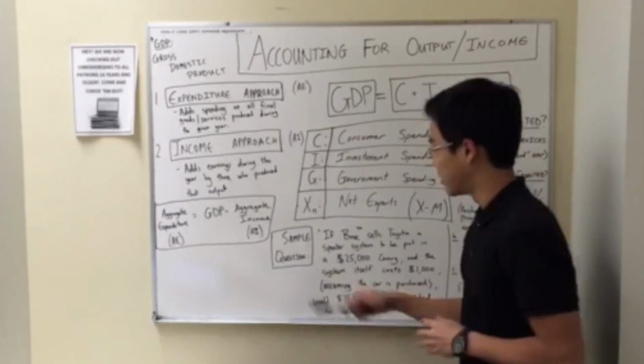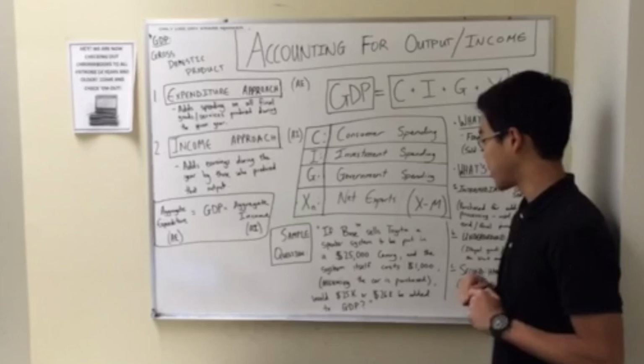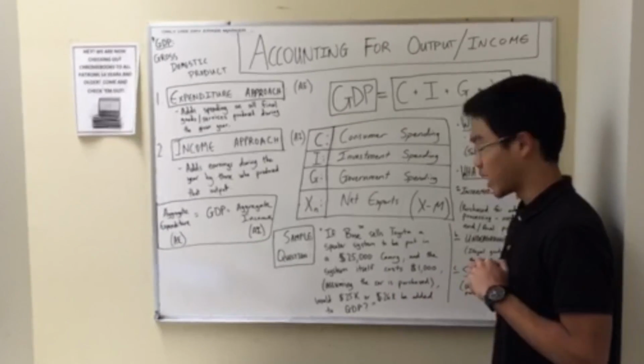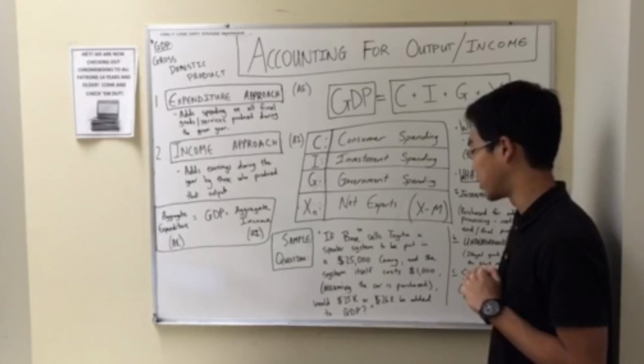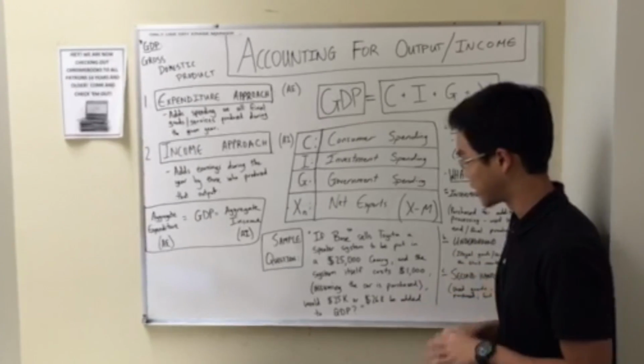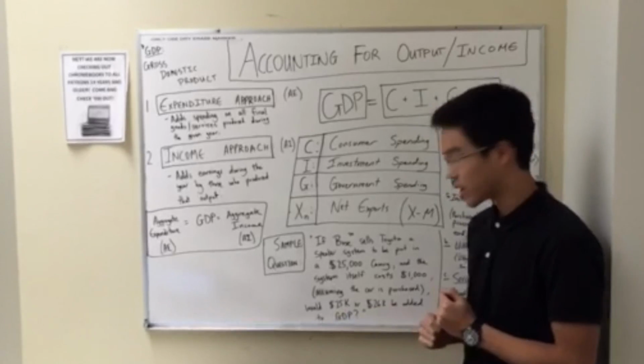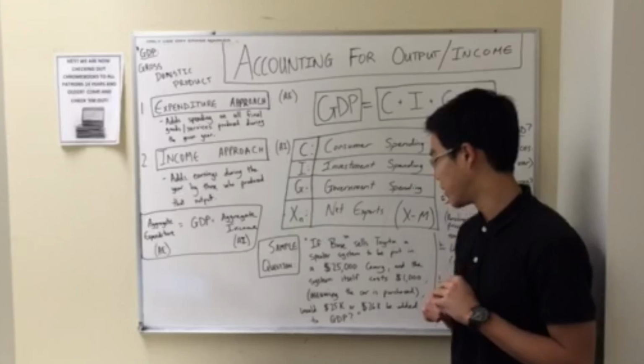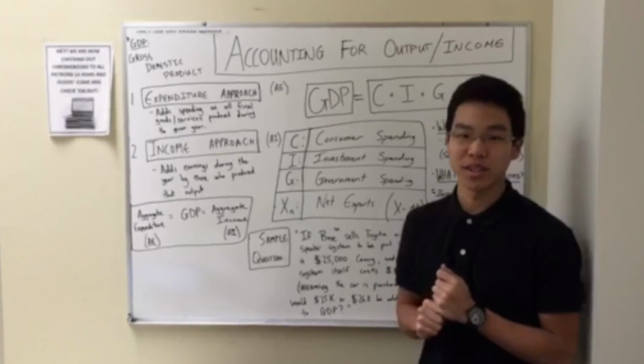And our sample question for you is, if Bose sells Toyota a speaker system to be put in a $25,000 Camry, and the system itself costs $1,000, assuming the car is purchased by a consumer, would $25,000 or $26,000 be added to GDP? So please pause the video and answer it as quickly as possible.